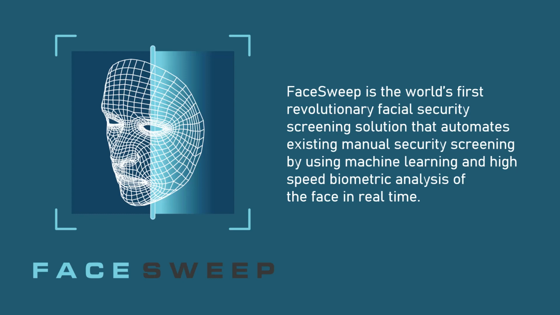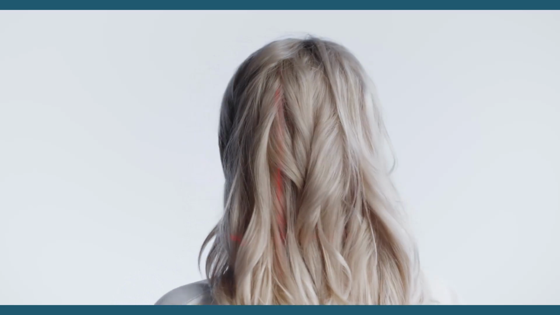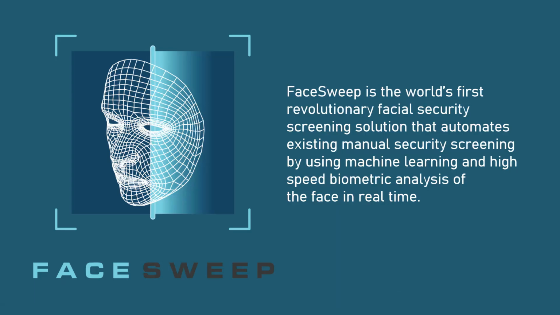Welcome to FaceSweep, the world's first revolutionary facial security screening solution that automates existing manual security screening by using machine learning and high-speed biometric analysis of the face in real time. Today, we will demonstrate what the FaceSweep system does and provide you with four stages. But first, Steve will explain the purpose of a real-time example of using FaceSweep to detect deception tendencies.